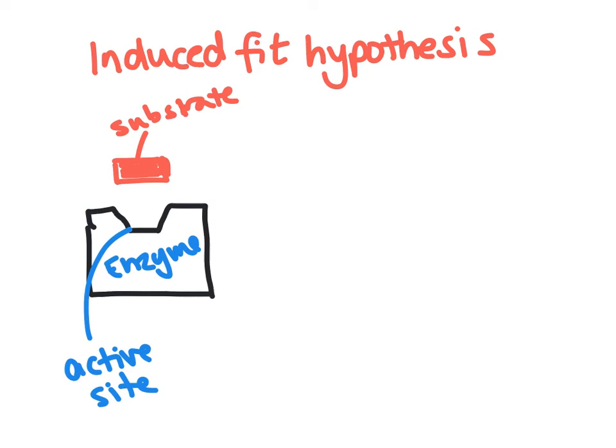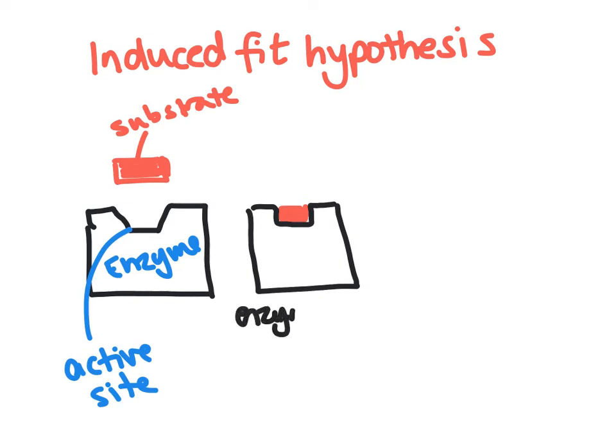You'll see that the substrate is not an exact sort of complementary fit for the enzyme. So what happens is when the substrate starts to bind, the active site changes shape and actually molds itself around the substrate. So we've got substrate in there, and this will actually mold itself around the substrate. So this is our enzyme substrate complex.